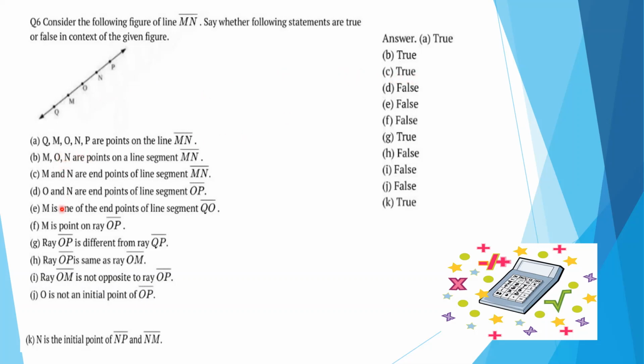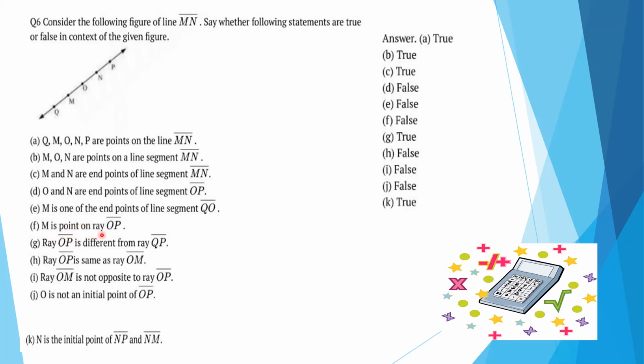D part, O and N are end points of the line segment OP. Children, if you take the line segment OP, then O and P are the end points, not O and N. N is between O and P. So this statement is false. Now E part, M is one of the end points of line segment QO. M is between Q and O, not an end point of QO. So this statement is again false.